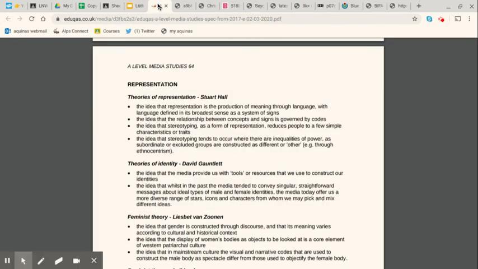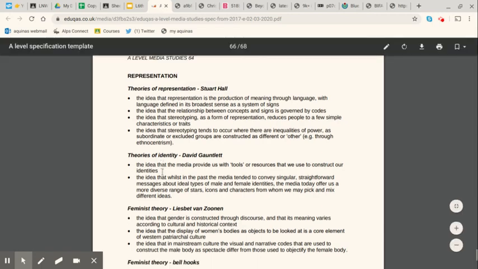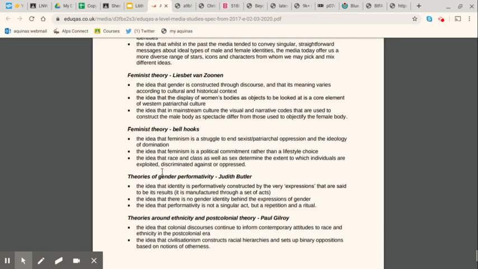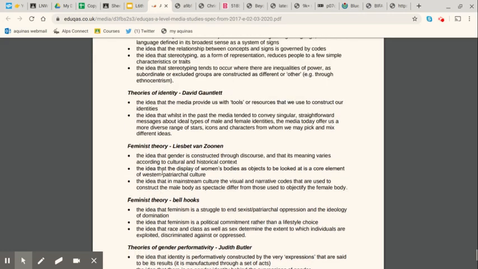And these are the bullet points that we've given you this year. They should be in your representation book. They're also in the back or the front of some of your topic booklets as well. So our representation theorists are Stuart Hall, David Gauntlett, Liesbet van Zoonen, bell hooks, Judith Butler, and Paul Gilroy.